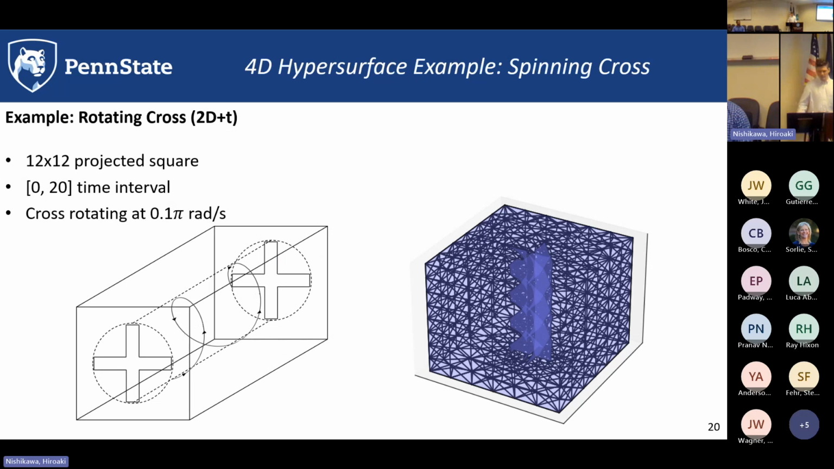So just a few examples. Here we have one three-dimensional space-time mesh, a 2D plus T surface mesh. This is just a cross that's rotating at a rate of 0.1 pi radians per second over a time interval of 0 to 20. So it rotates one full rotation before the mesh is done. And you can see this turned upright on the right. You can see the cross. It forms this kind of helix as it's moving through time. You can see that full helix. It's kind of interesting because you can see the entire rotation in one object, right?